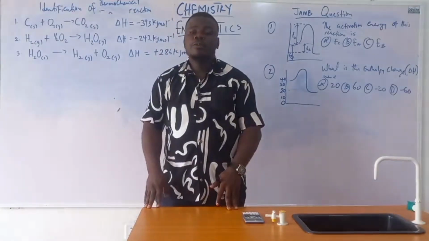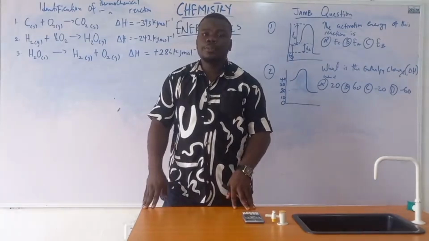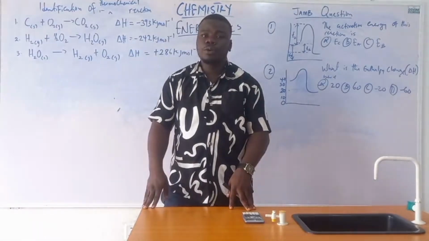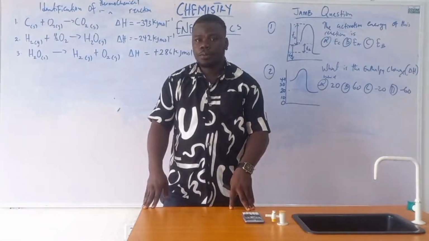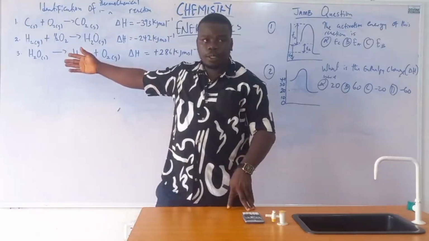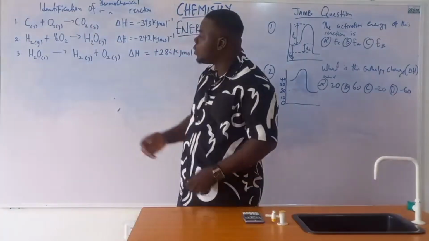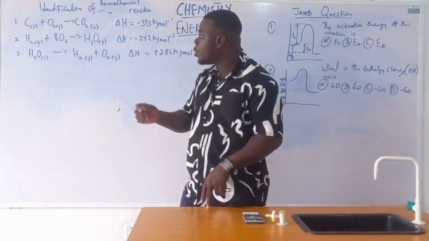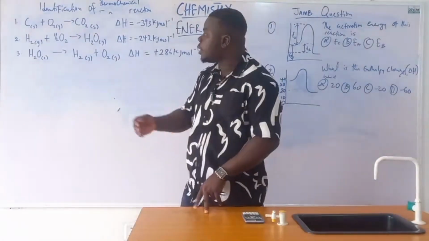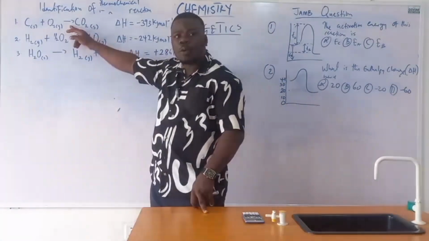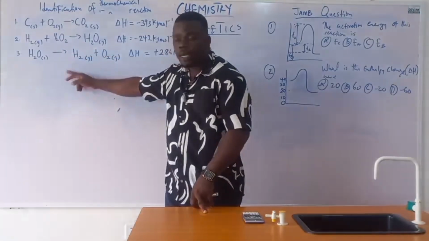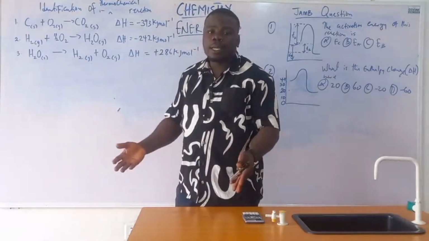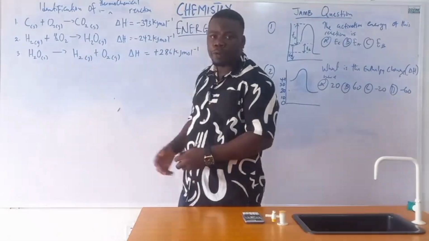All right. Moving forward, we now look at the identification of thermochemical reactions. Now, on my left-hand side, you can see 1, 2, 3 reactions. In case you were asked, what type of change is reaction number 1, reaction number 2, reaction number 3? We will answer them with the clues that are provided.